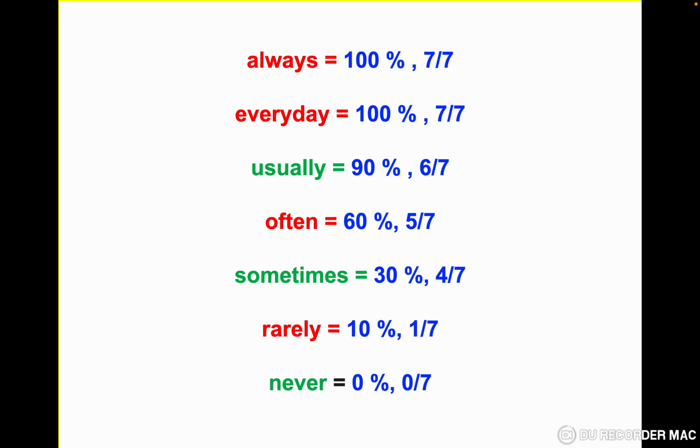I rarely watch TV, it means just 1 day I watch TV. 6 days I don't watch TV. I never watch TV, it means 0 out of 7. I don't watch it at all. So this is very easy to understand adverbs of frequency.